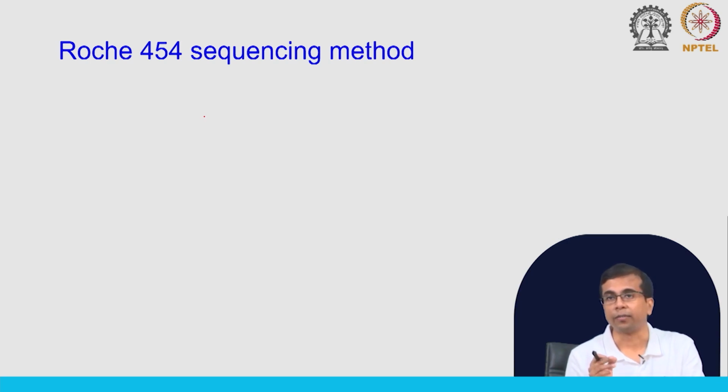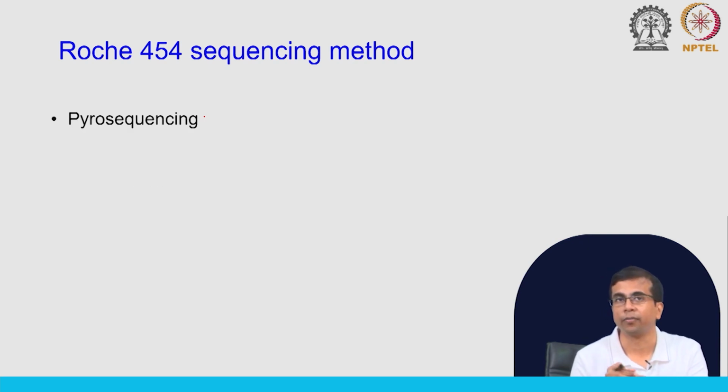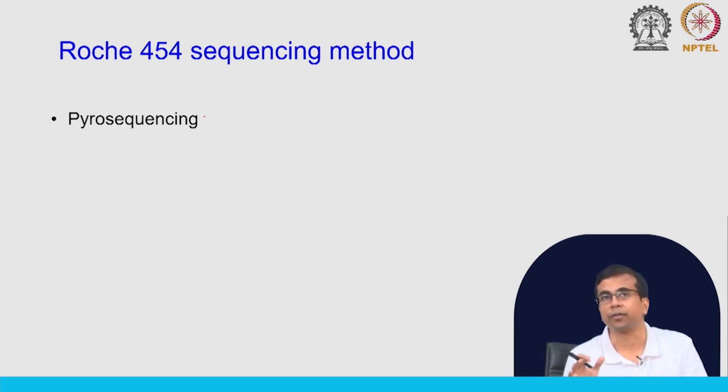So, how does this method work? How do you actually get the sequence data? 454 sequencing relies on something called pyrosequencing. You may or may not have heard about pyrosequencing. We will talk about what this method is in much more detail. 454 sequencing took this pyrosequencing method and massively parallelized this sequencing process, and again we will see how this happened.